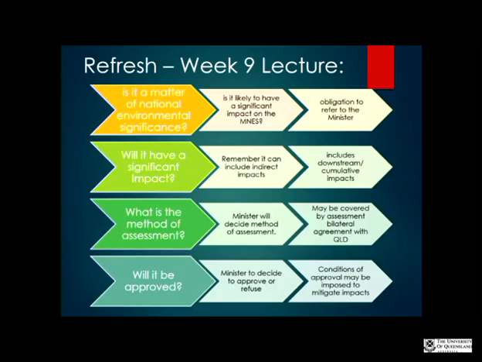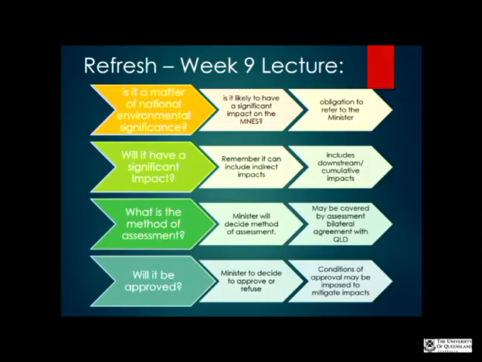Okay, so a quick refresh from last week. What did we cover? First of all, we looked at what are matters of national environmental significance. So we said, is it likely to have a significant impact on a matter of national environmental significance? That's the question that you need to ask. If so, then there's an obligation to refer that to the minister. How do you know whether it's going to have a significant impact? One of the things you need to remember is that it can include indirect impacts, so the downstream and the cumulative impacts from the project.